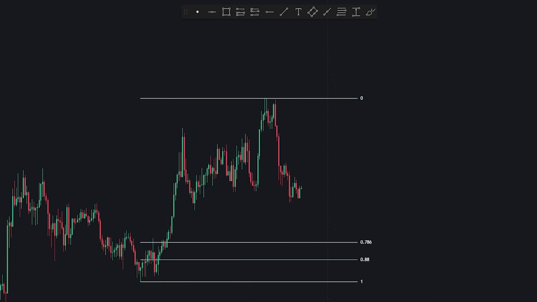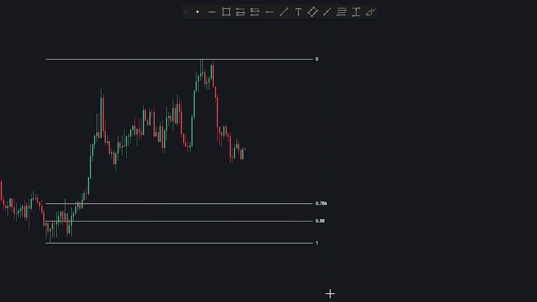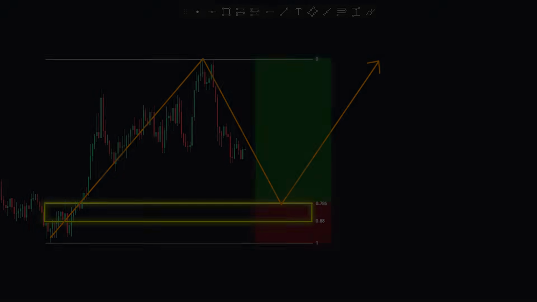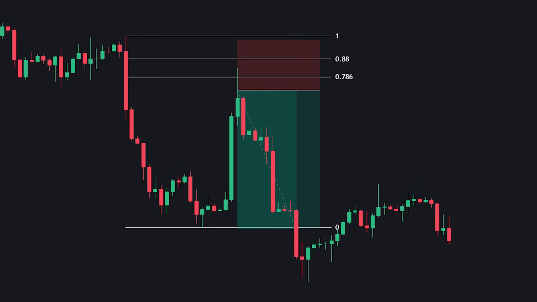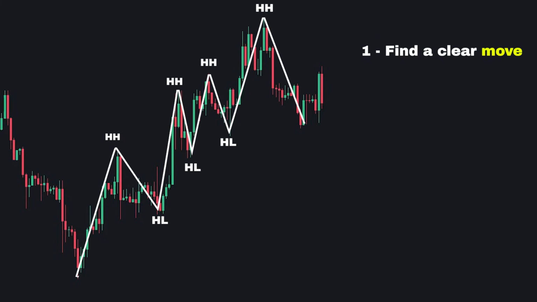0.78 and 0.88. These levels are designed to give us better entry prices without needing extra confirmations, and they allow us to place buy or sell limit orders safely. These areas work well for buying at lower prices during an uptrend, and for selling at higher prices during a downtrend. The first step is to find a clear move, either an uptrend or a downtrend, without noise.